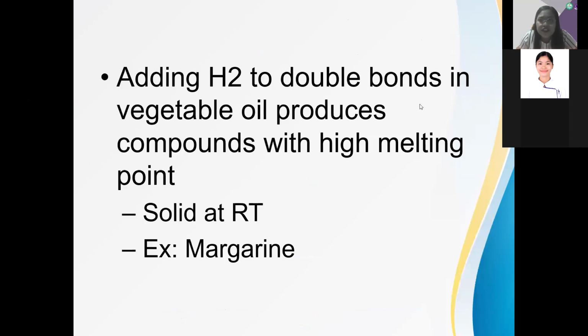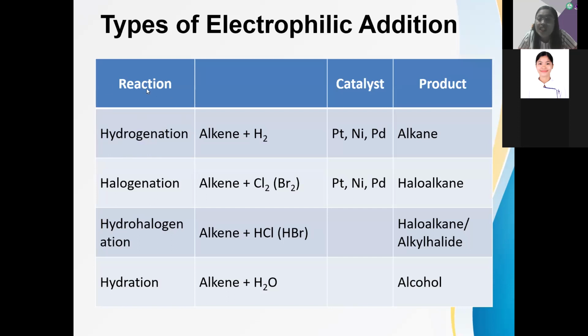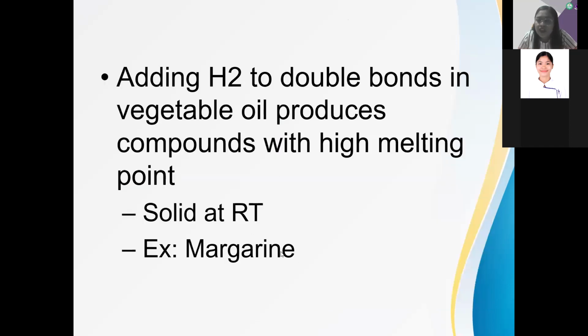Now take note of this. Adding hydrogen to the double bonds in our vegetable oil will produce a compound with high melting point, and that compound will be solid at room temperature. So one example of that is the margarine. The margarine is actually derived from a vegetable oil that is being added with this hydrogen. So the process is hydrogenation. Yung alkane dito is a vegetable oil plus the H2, the product will be the margarine.